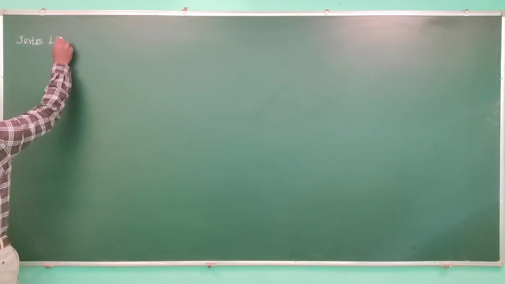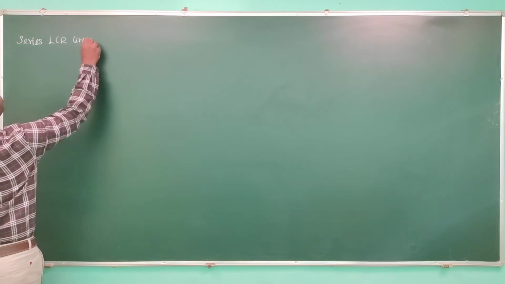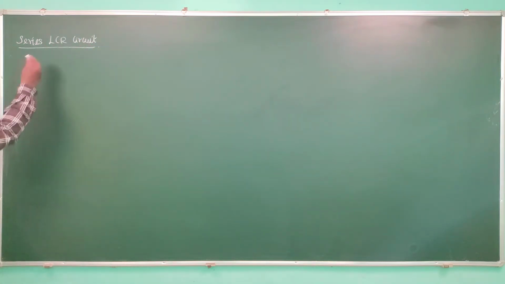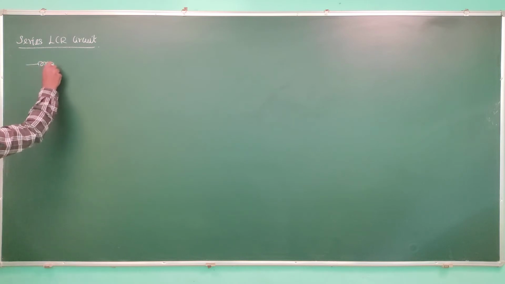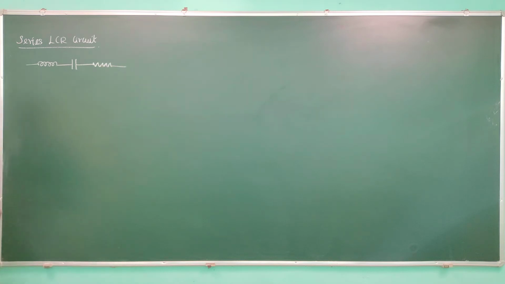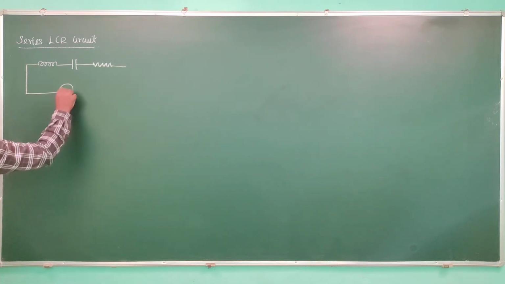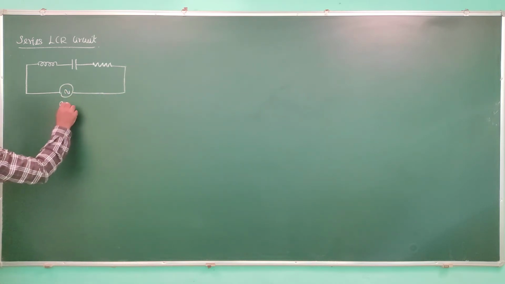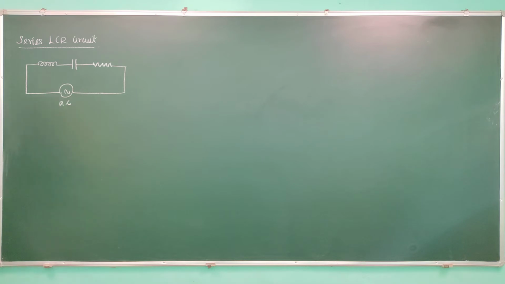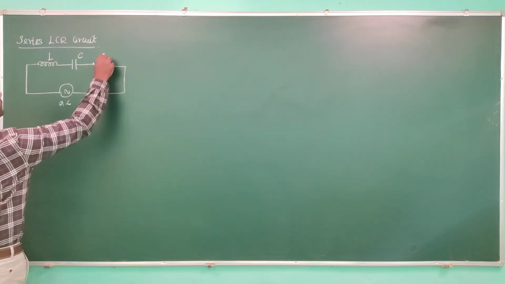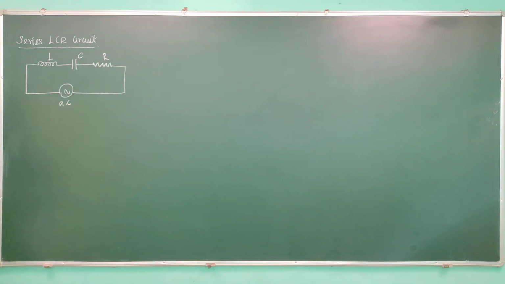So, series LCR circuit, where inductor, capacitor, and resistor are connected in series with an external AC source. This is the inductor, this is the capacitor, this is the resistor, right?